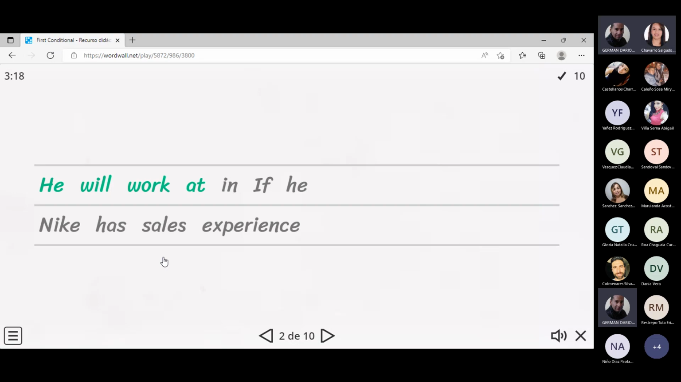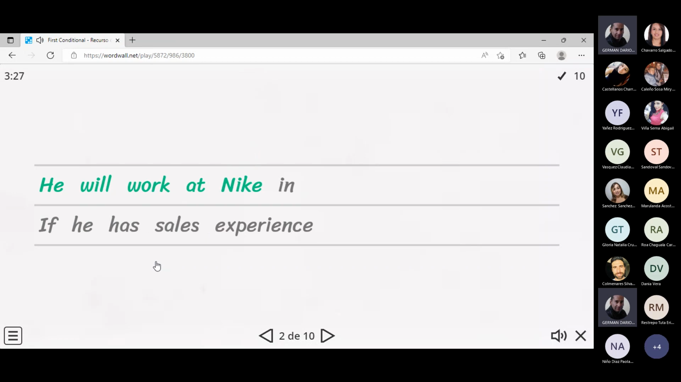Okay, Paola, que no le ayudes, anticipame. He will work at night. Ahora sí. Yes, at night. If experience. If, yes, acuérdate que después del if va el sujeto. Entonces, if he has experience in sales, experiencia en ventas. Yes, very good, excellent.